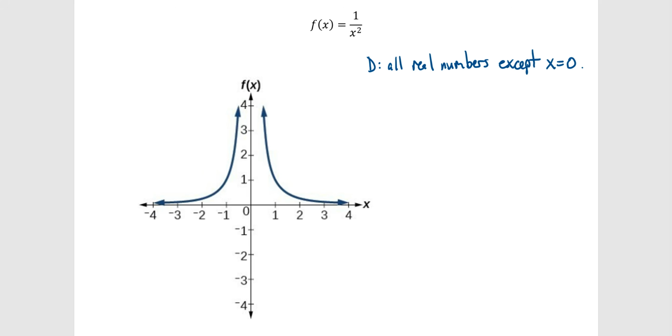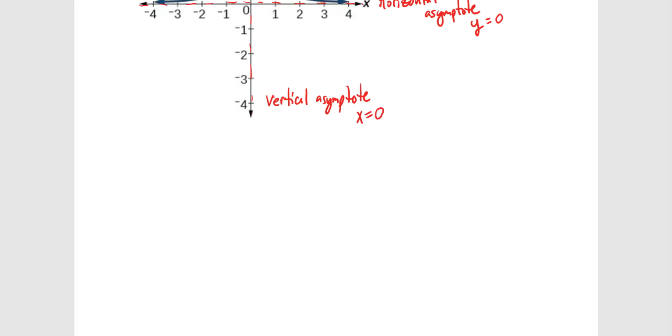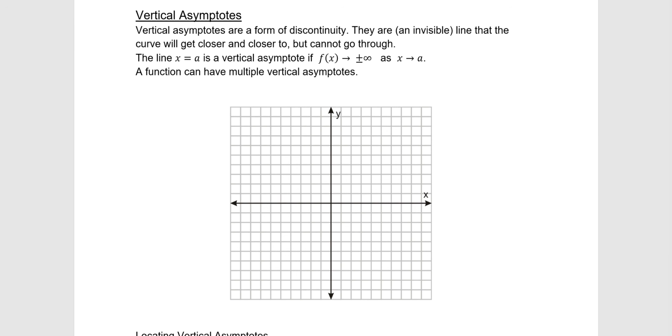Once again, we have these asymptotes, and they're in the same location as before: a vertical asymptote at x equals 0, and a horizontal asymptote at y equals 0. Okay, so let's get into these asymptotes a little bit more in detail here, starting with vertical asymptotes.